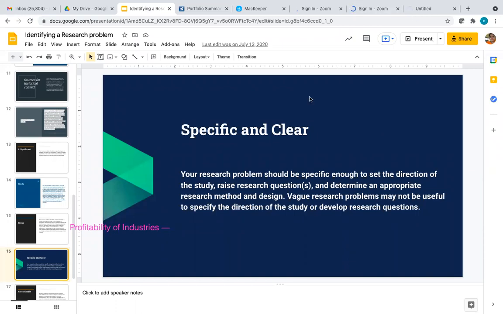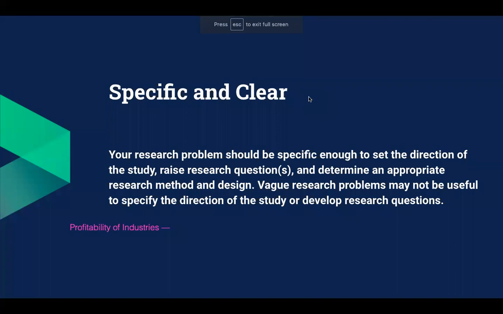My question was, I had to say profitability. I had to say that I'm researching on profitability of industries. Okay. So, am I clear, specific in this topic? Is this topic specific and clear to you?